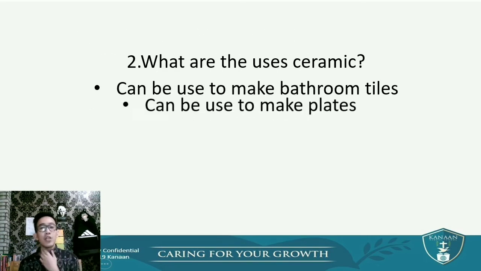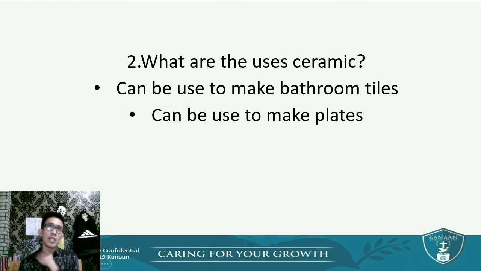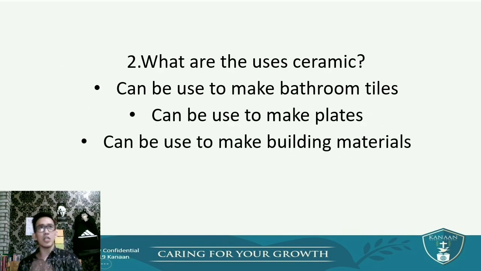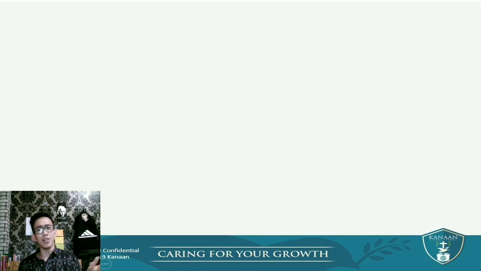We can also use ceramics to make plates. Some plates, like Chinese ceramic plates, are made of ceramics, not really glass, but clay ceramics. They can also be used to make building materials, like decorations. There are plenty of things that we can make with all these materials.